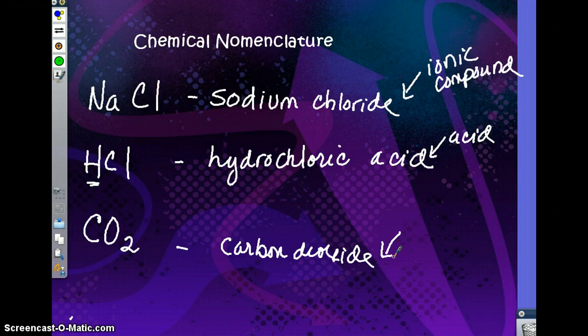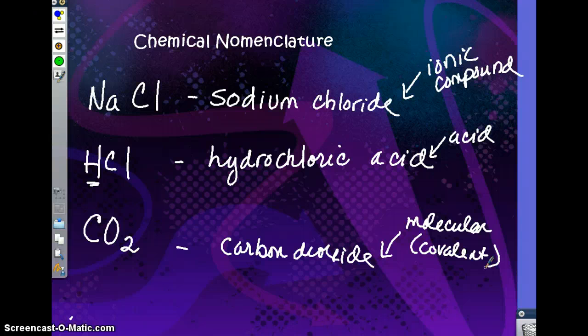And then the third compound is carbon dioxide. And carbon dioxide is a molecular compound or covalent compound, which means that the electrons in the bonds are shared as opposed to transferred like they would be with an ionic compound. And the rules for naming each of these different types of substances is different. So when you're learning how to apply a name to a formula, the first thing you need to do is differentiate between the types of compounds. Is it an ionic compound? Is it an acid? Or is it a molecular compound?